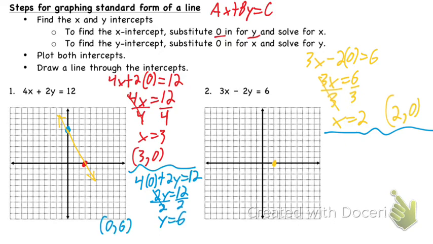Can somebody walk me through how to find the y-intercept? Okay, go ahead, Abby Simmonsma. You do 3 times 0, minus 2y, equals 6. Very good. So we plug in 0 for the x value. Go ahead and keep going.